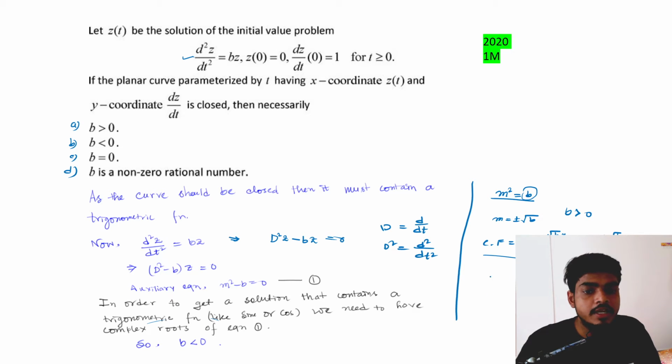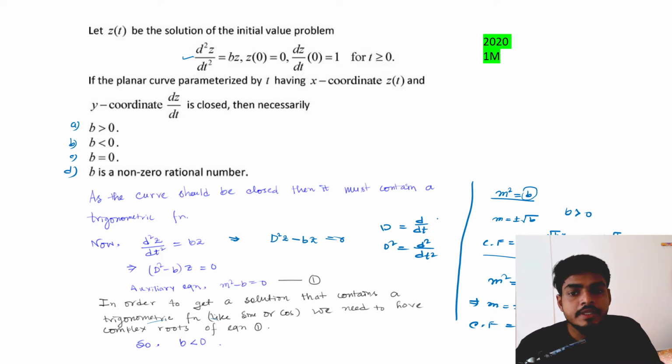But let's say b is negative. Then b is equal to minus of c, so we simply put b equal to minus c. Then your m would be plus minus i root c. In that case, your CF would be C1 cos root c x plus C2 sin root c x. So this would be your solution in that case.